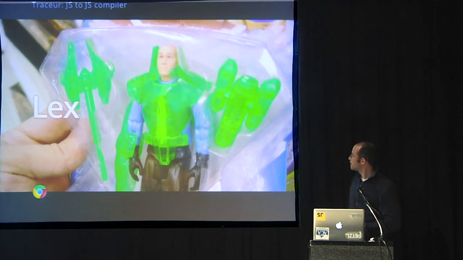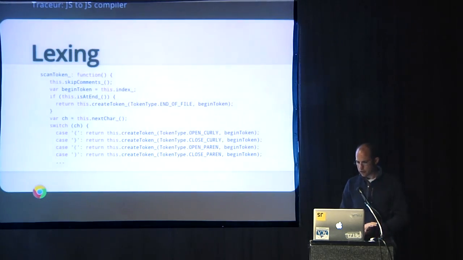So the first thing is Lexing. And as I mentioned, Lexing is the process of basically just taking characters and turning them into tokens. And here's a code snippet from Tracer that shows you basically the basics of Lexing or scanning a token. We start by skipping comments. We remember the index of the beginning of the token. If we're at the end of the file, we just create a token which is the end of the file.